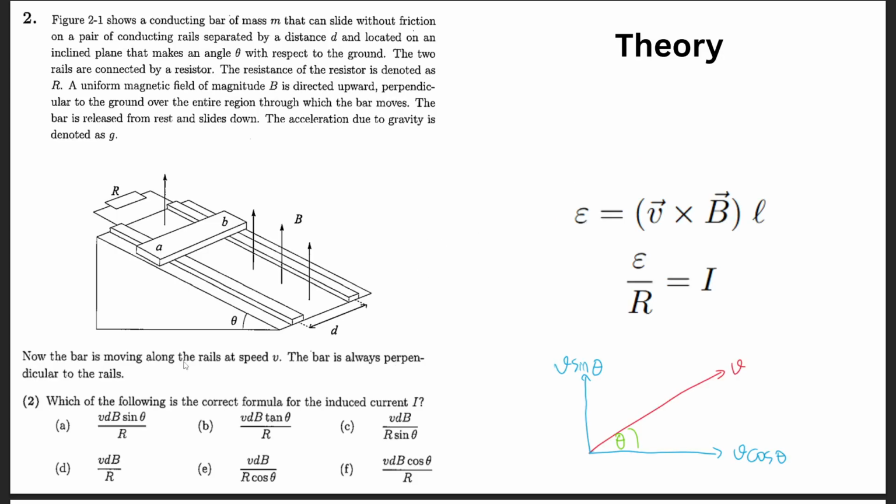So the answer is B. Number 2. Now the bar is moving along the rails at speed v. The bar is always perpendicular to the rails. Number 2. Which of the following is the correct formula for the induced current I?